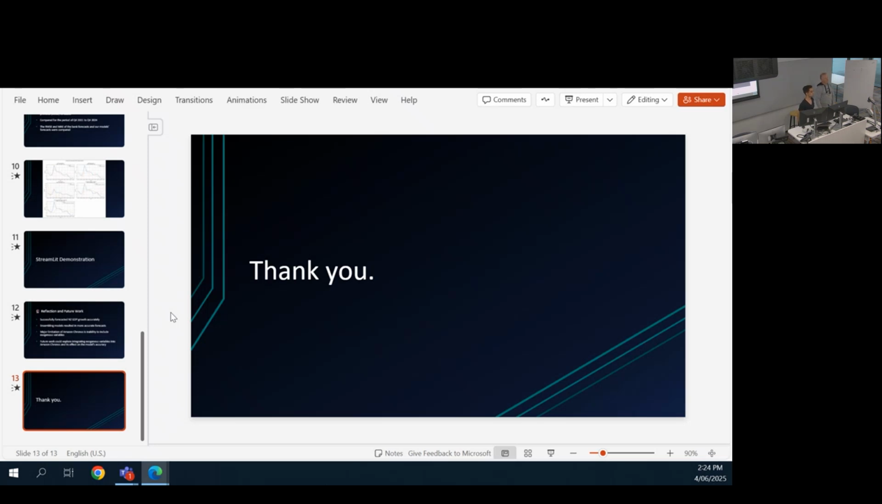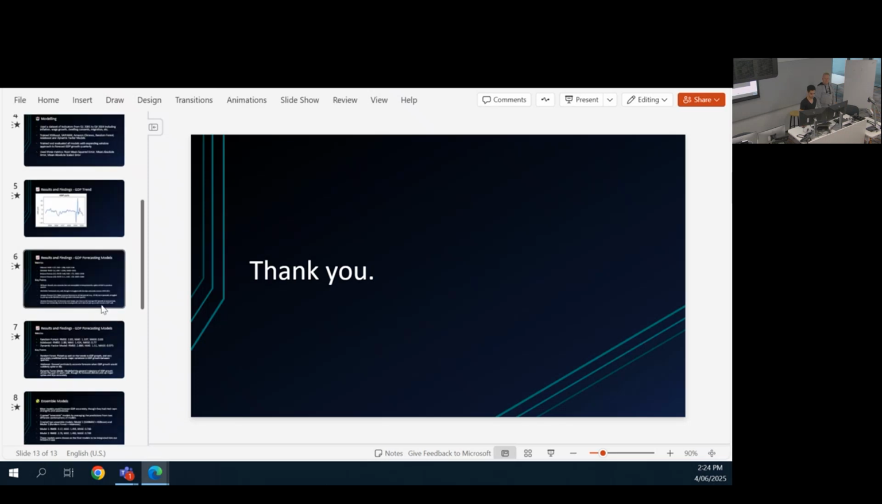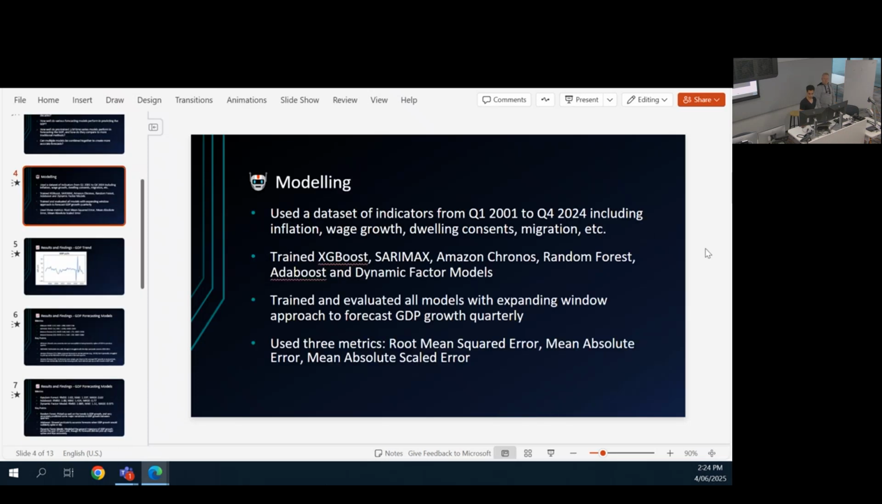Which factors did you find to be most influential on GDP growth, which helped you make the predictions? Yes. So going back to the previous slide here. Overall export prices and import prices, I haven't listed it on this slide, but overall the export prices and import prices, as well as new dwelling consents, ended up being quite strong features for predicting the GDP growth quite accurately.